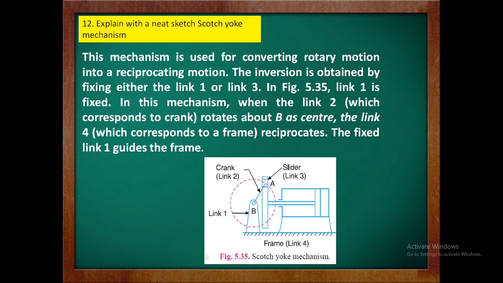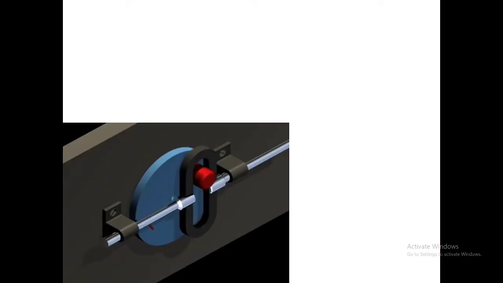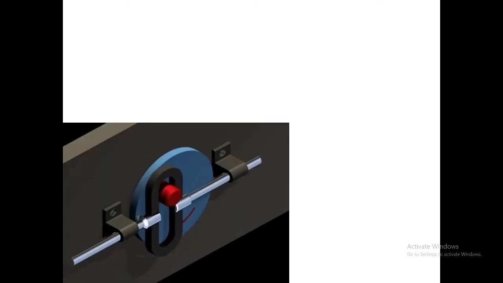In this mechanism, when the link 2, which corresponds to the crank, rotates about B as a center, the link 4, which corresponds to the frame, reciprocates. The fixed link 1 guides the frame. Friends, this is the animation of a double Scotch yoke mechanism.